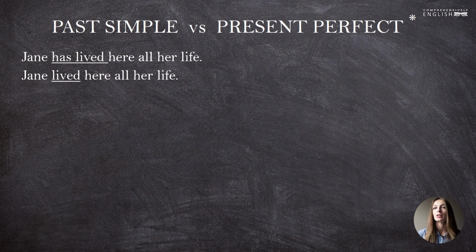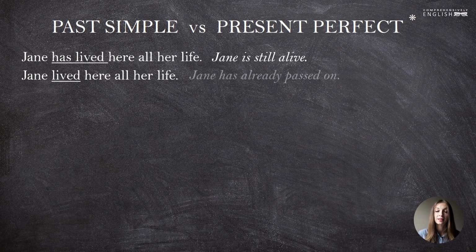The first sentence, "Jane has lived here all her life," makes us understand that Jane is still alive and she is still living in that house. The second sentence, "Jane lived here all her life," makes it clear that Jane has passed on. We are talking about a dead person here. Jane lived all her life when she was alive, but she is not alive anymore.